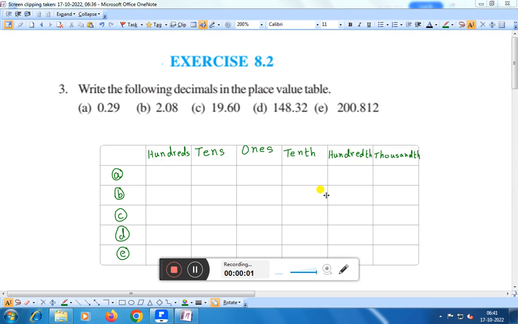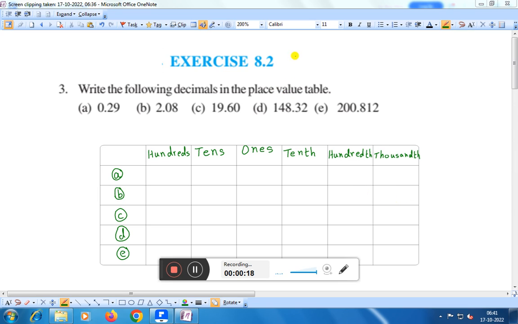Hello everyone. Today we shall discuss exercise 8.2 question number 3. Write the following decimals in the place value table. Here you see this is my place value table. We will write the decimals in this place value table.